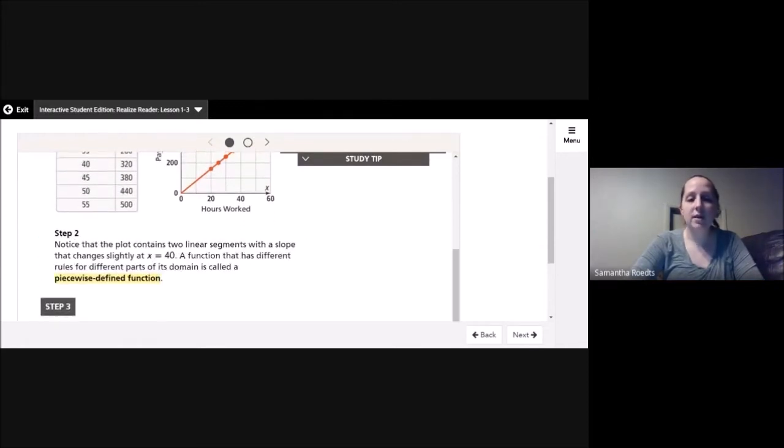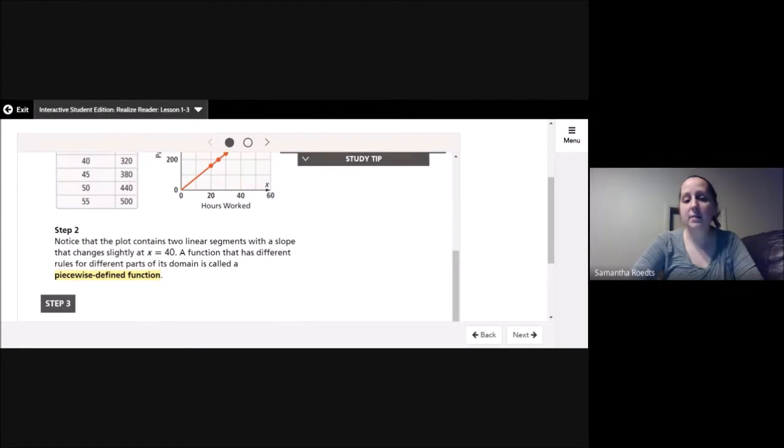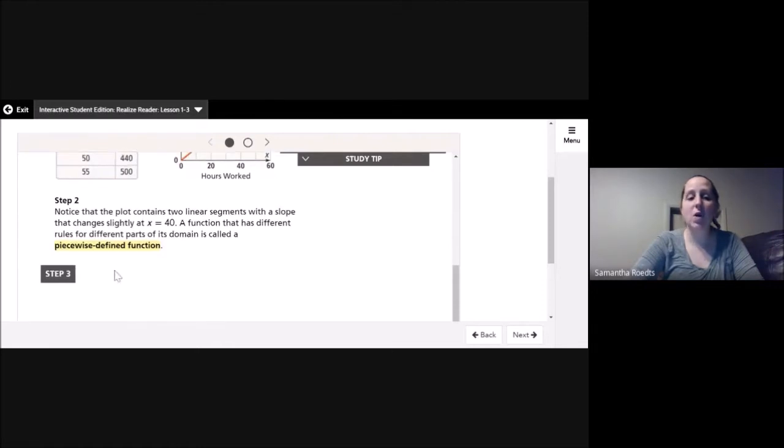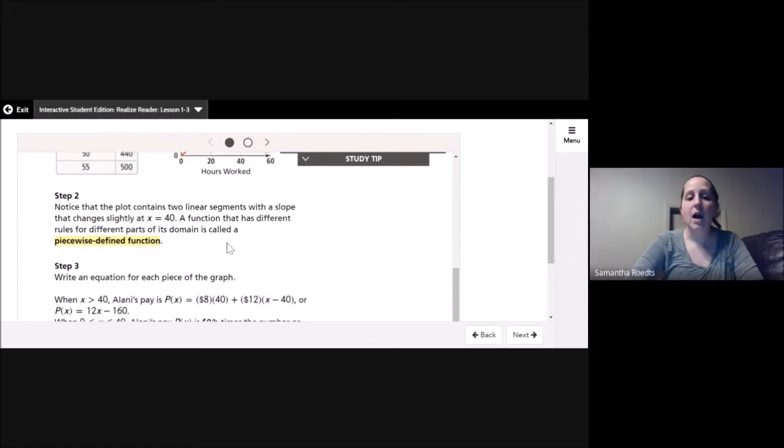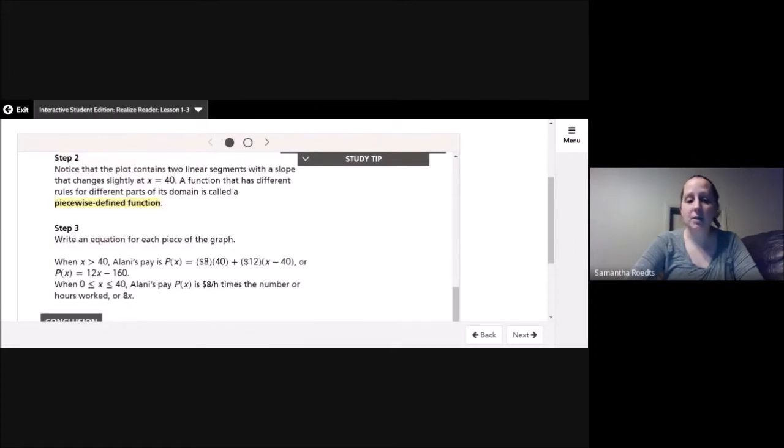Step 2 is I notice that the plot contains two linear segments with a slope that changes slightly at x equals 40. A function that has different rules for different parts of its domain is called a piecewise defined function. I write an equation for each piece of the graph. When x is greater than 40, Alani's pay is p of x equals 8 times 40 plus 12 times x minus 40, or p of x equals 12x minus 160.